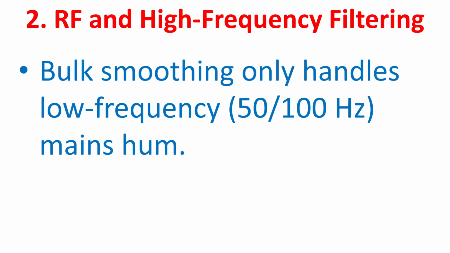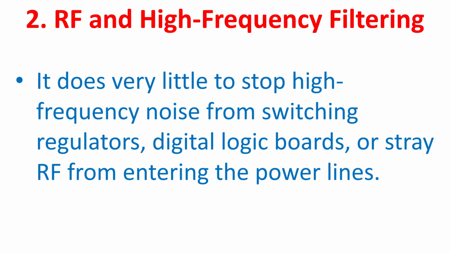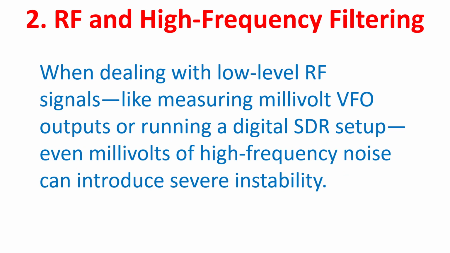Moving on to RF and high frequency filtering. Bulk smoothing only handles low frequency mains hum. It does little to stop high frequency noise from switching regulators, digital logic boards, or stray RF from entering the power lines. When dealing with low-level RF signals like measuring millivolt VFO outputs or running a digital SDR setup, even millivolts of high-frequency noise can introduce severe instability.